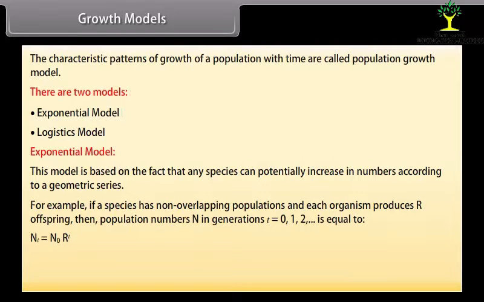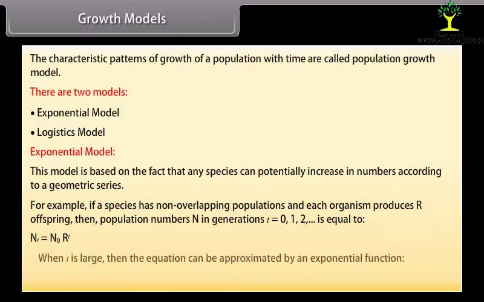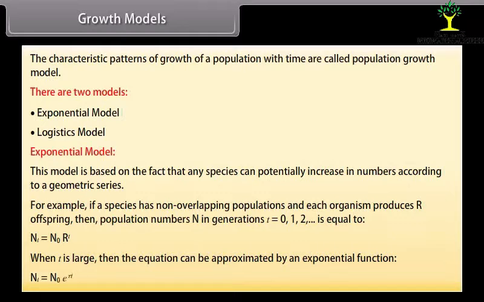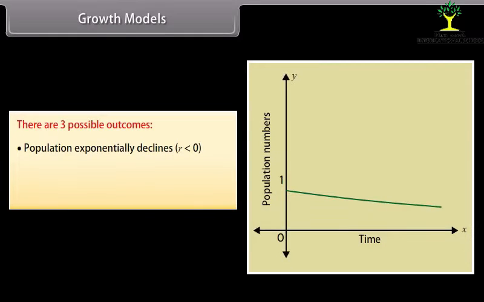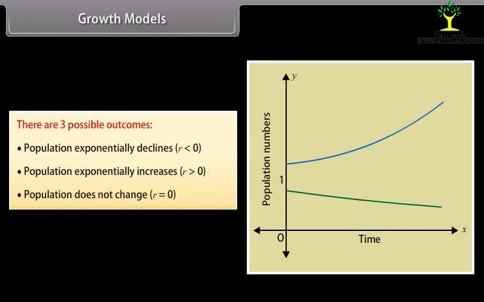Nt equals N0 into r raised to the power t. When t is large, then the equation can be approximated by an exponential function, Nt equals N0 e^(rt). There are three possible outcomes. Population exponentially declines, population exponentially increases, population does not change.